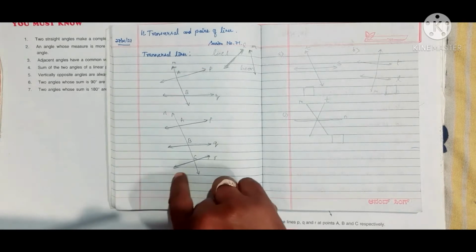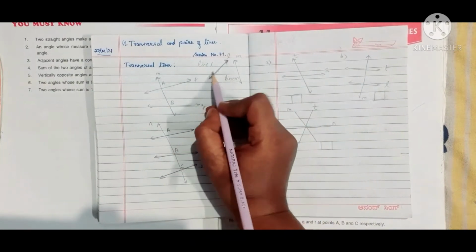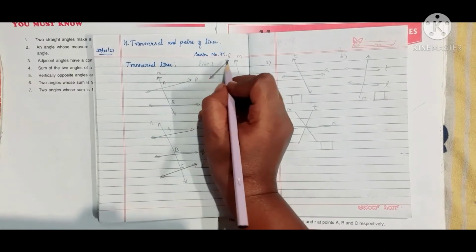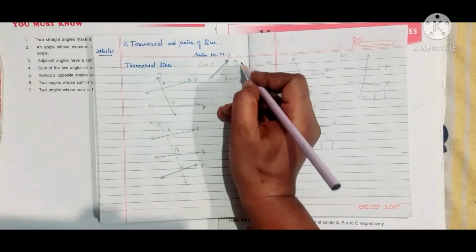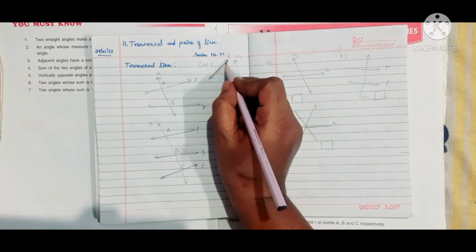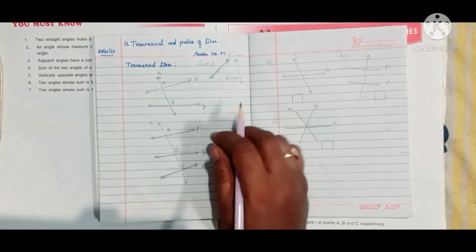Today we are going to start the new chapter, that is transversal and pairs of lines. Here you can observe two lines. If I want to read this line, I read it as line L and this line as line M. The lines are denoted by the small letters of English alphabets.